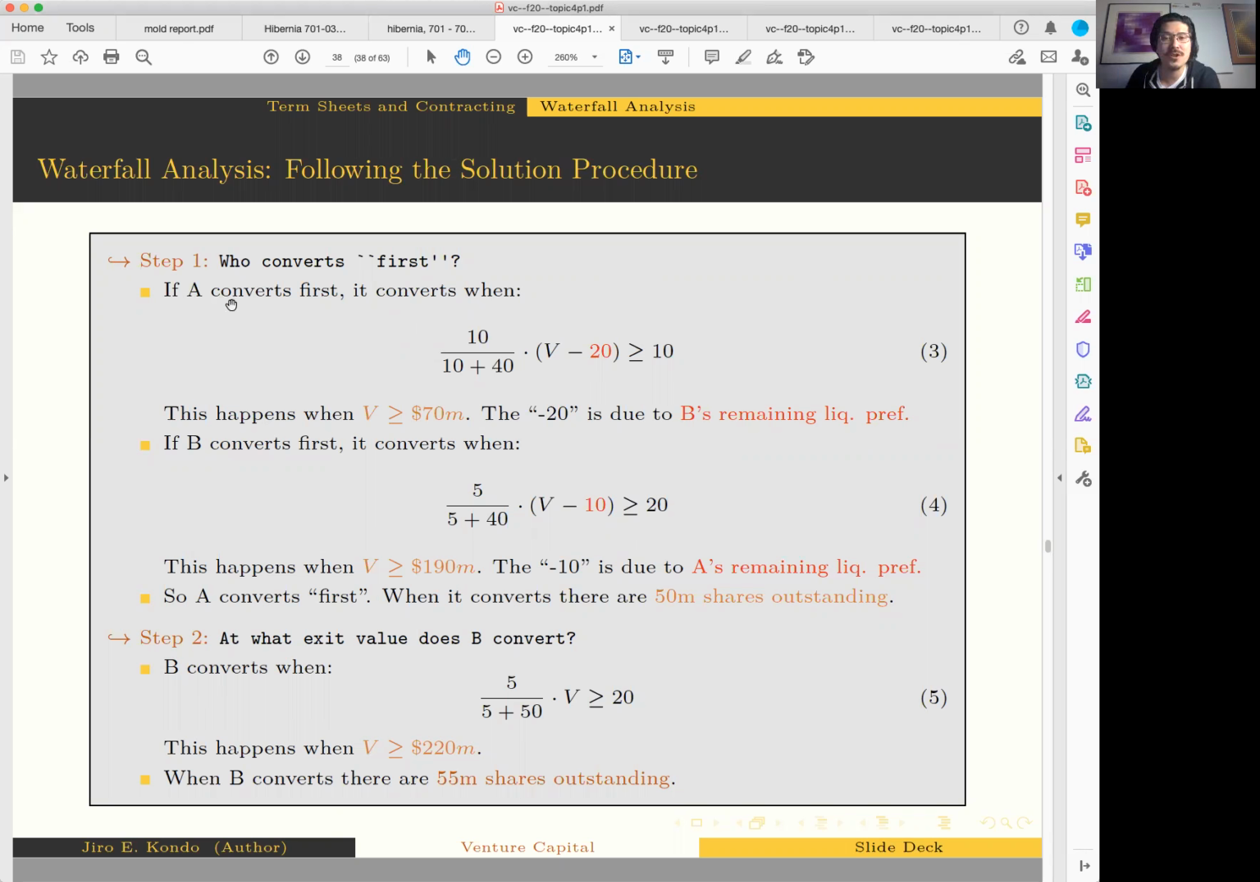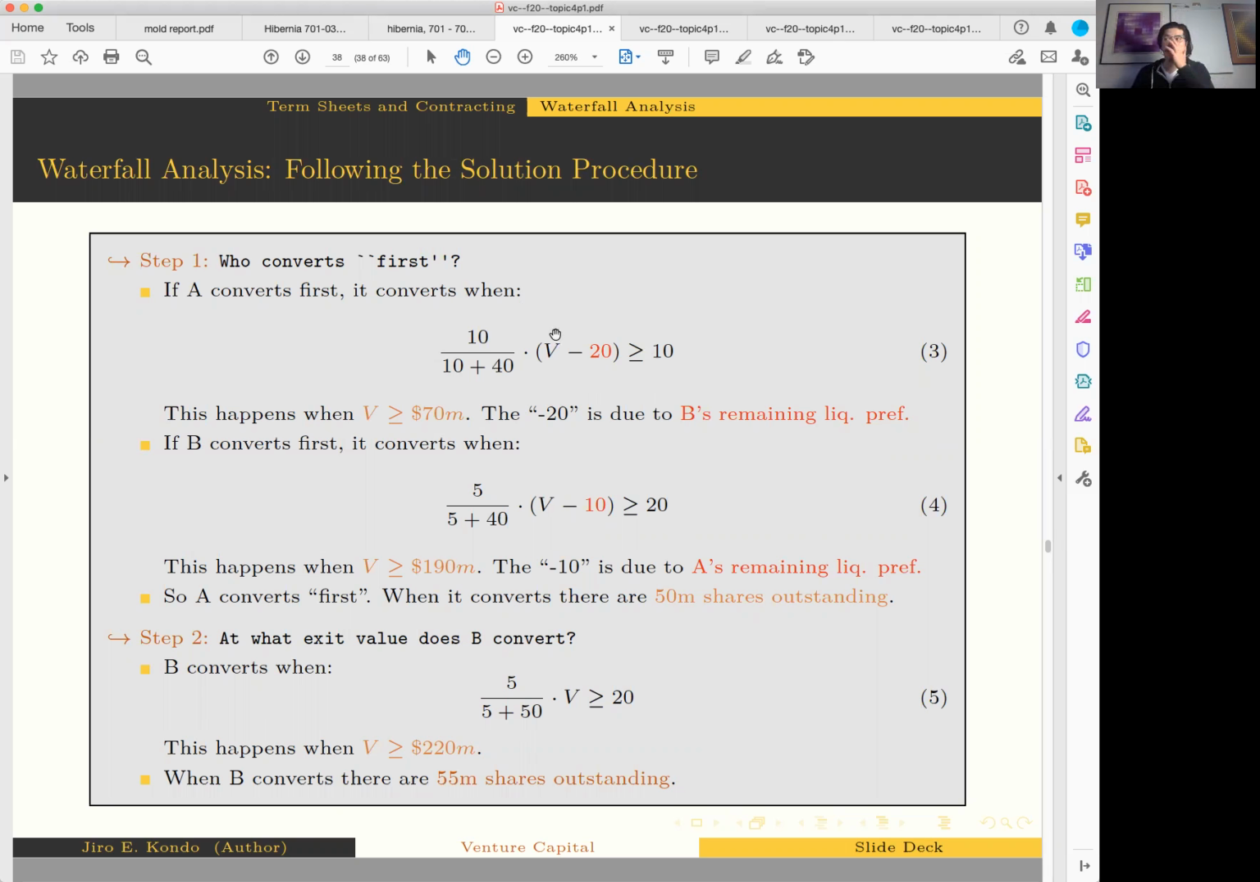So if A converts first, what we want to find out is, what does A get? We know that if A does not convert, they get 10 because that's their liquidation preference, correct? I mean, if the company is worth less than 10, we know that they're not going to convert, because if it's worth less than 10, they get the whole thing. Right? So, okay, caveat, they're splitting things with the Series B. So I'm being a little bit sloppy with my wording here, but where I'm not being sloppy is with this calculation.